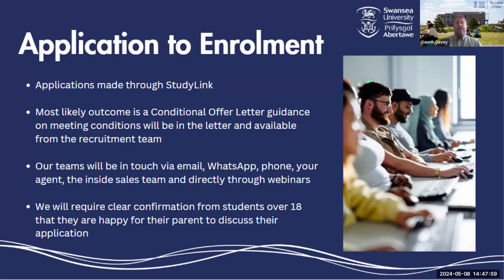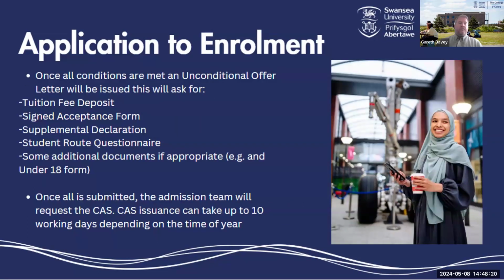We will require clear confirmation from students over 18 that they are happy for their parent to discuss their application. So if you are a parent or guardian and you wish to have more information about the application that's been submitted for your child, please just ensure that you do get that confirmation sent by your child to us so we can make it on the record so we can discuss it with you.